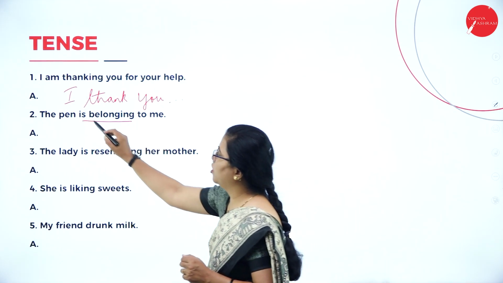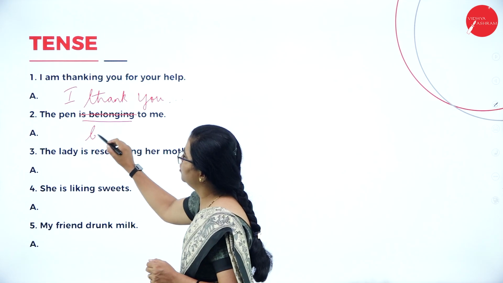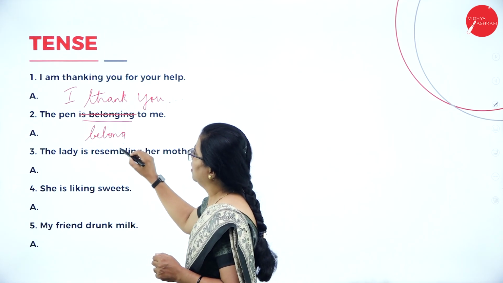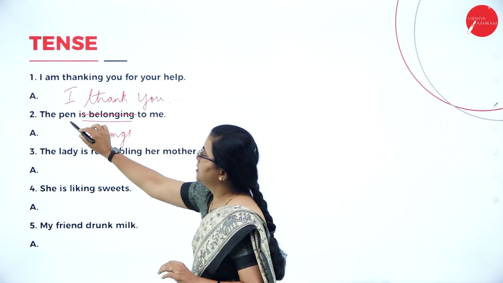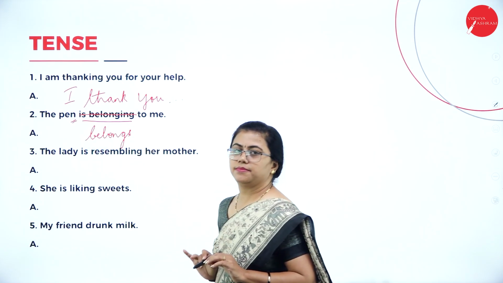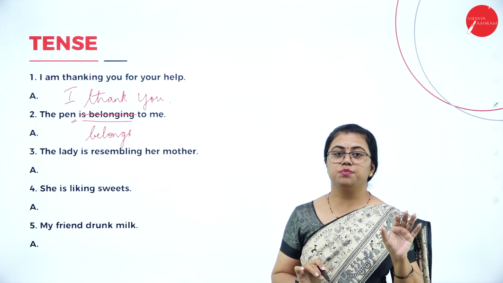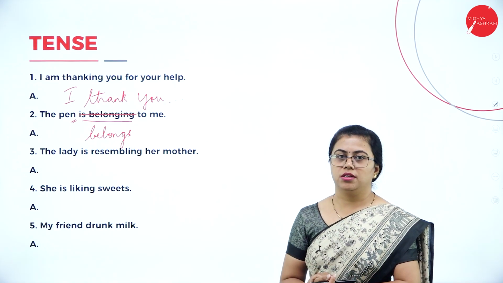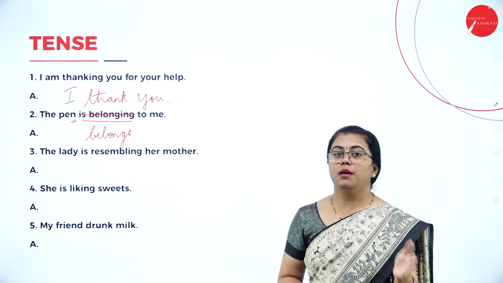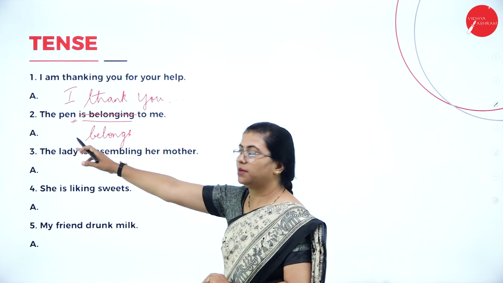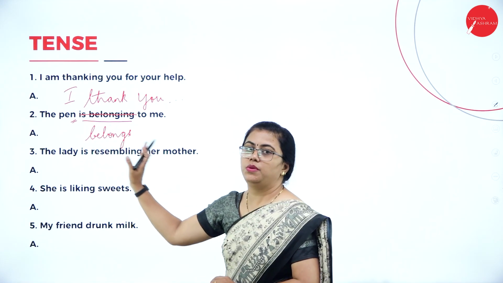So it is not is belonging. Instead of that, you have to use belongs. You don't use belong because this is singular, so it has to be with s. If it was pens, then it would have been belong. The pens belong to me. The pen belongs to me. So if the subject is singular, then the verb also has to be singular.